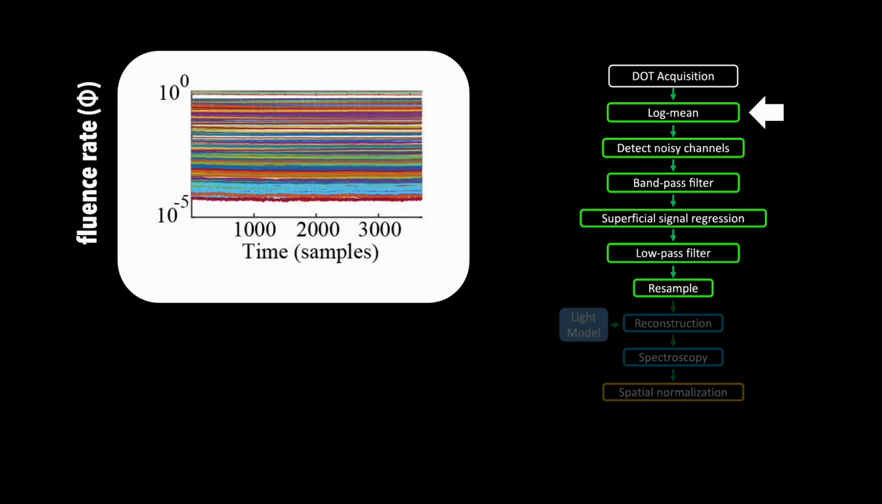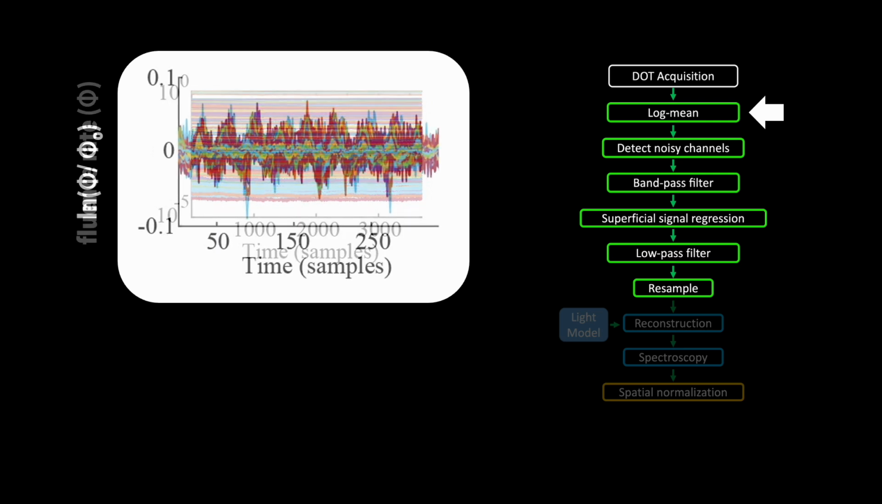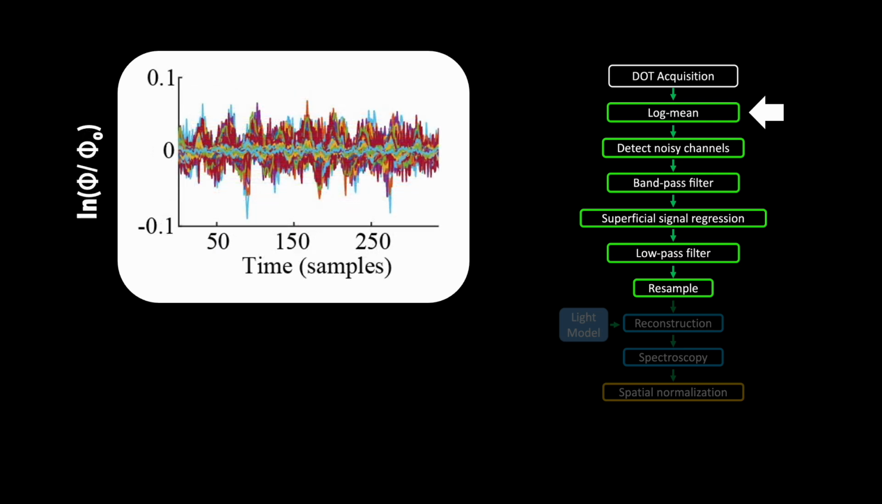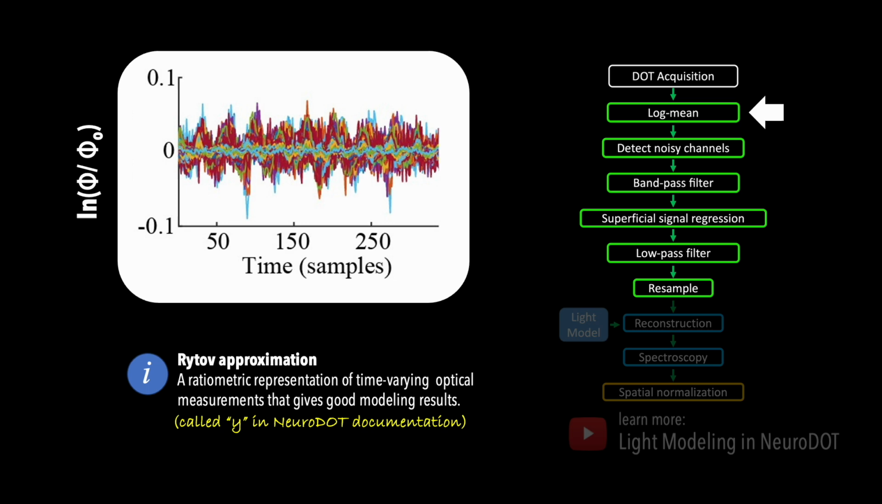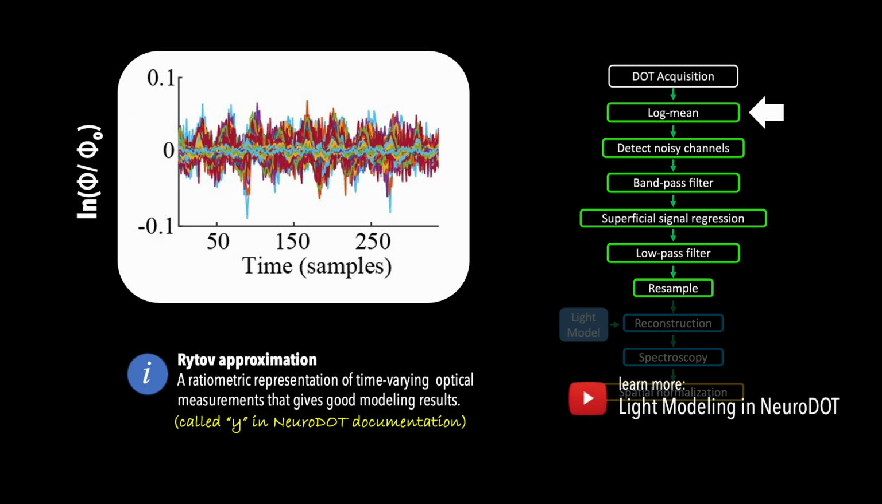Pre-processing begins with a log-mean transformation of the data. Each source-detector pair is divided by the mean of the measurement across all frames, and the logarithm of the ratio is used in subsequent steps. This conversion is required because of the Rytov approximation used in light modeling. See the light modeling tutorial for a full discussion.